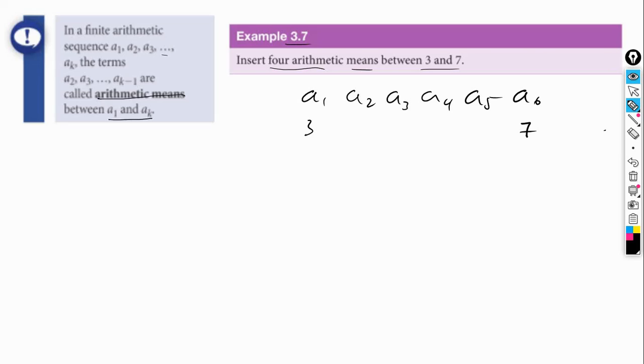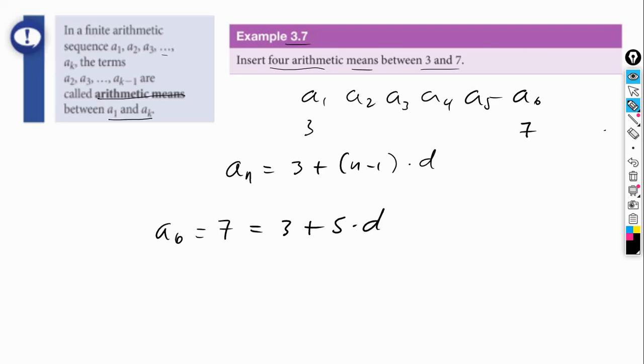For that, we obviously need to find the explicit form of the definition. So remember that it's first term plus n minus 1 times the common difference. So we need to find the common difference, but we have enough information because we know that the sixth term is 7. Therefore, this is going to equal 3 plus 5 times the common difference. So that means we're going to get 4 is equal to 5d. Therefore, the common difference is 4 over 5.